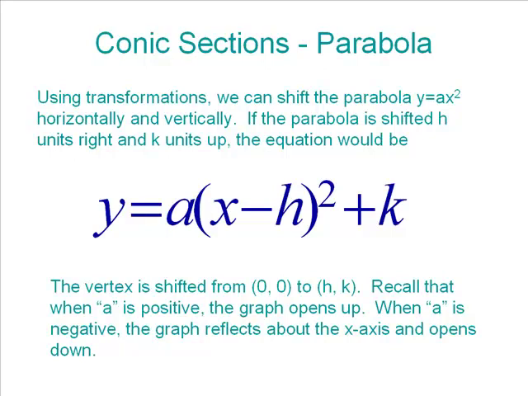The vertex is shifted from 0, 0 to h, k. Recall that when a is positive, the graph opens up. When a is negative, the graph reflects about the x-axis and opens down. When we talk about shifts, we in essence are talking about shifting vertically by tampering with k, and shifting horizontally by tampering with h.